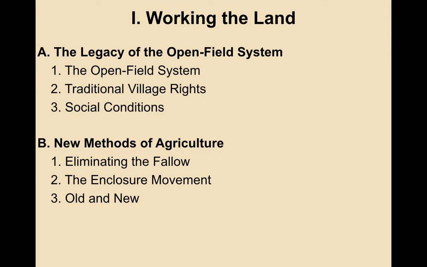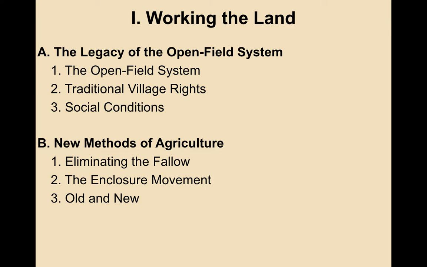Okay, so let's start with working the land. The legacy of the open field system: I want to start by explaining what the open field system is. In this system, the fields were open and the land was divided into several strips with no hedges or fences. To prevent soil exhaustion, some of the fields were left fallow, either on a 2 or 3 year rotation, and crops were rotated. We have traditional village rights in that open meadows were used for hay and animal pasture. Poor women would glean grain, and the woodlands were held in common for firewood, berries, and building materials.